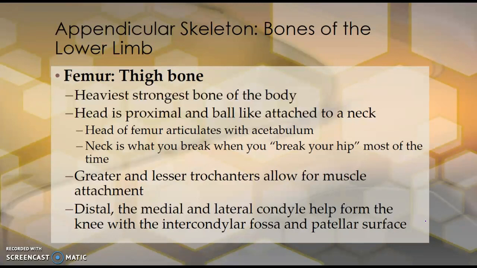It has a ball attached to the proximal end that fits into the acetabulum, and then below that is what we call the neck. And when you hear people break their hip, especially older individuals, they're actually snapping this neck. And then below the neck, you have greater and lesser trochanters, which are kind of larger bumps that allow for muscle attachment. And then you have an intercondylar fossa and condyles, which allow you to make your knee joint.